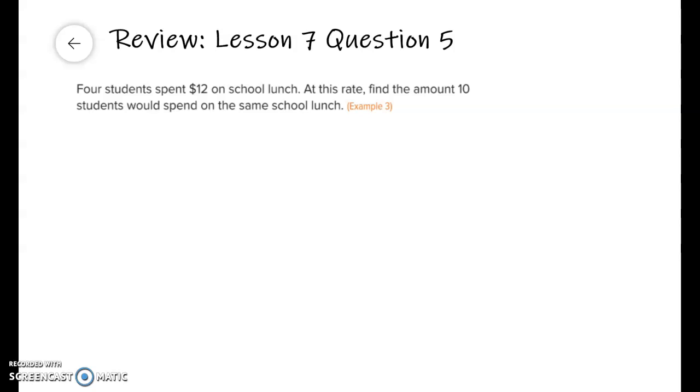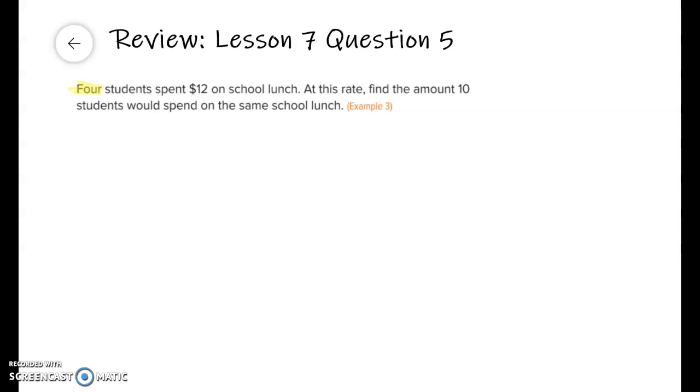All right, guys, last review question for today. This one, again, I think that you just have to be really careful with your reading. So as we go through, this says 4 students. So yeah, this number 4 is going to be important. 4 students spent $12 on school lunch. At this rate, find the amount for 10 students who would spend on the same school lunch.